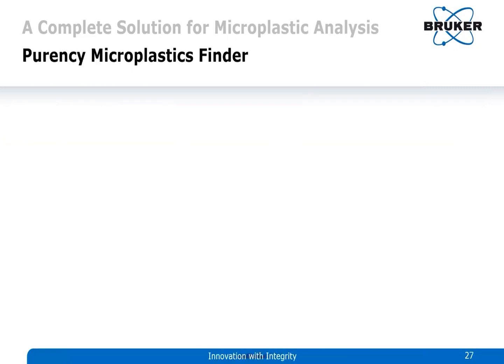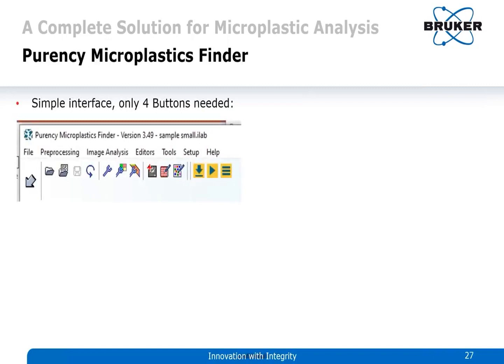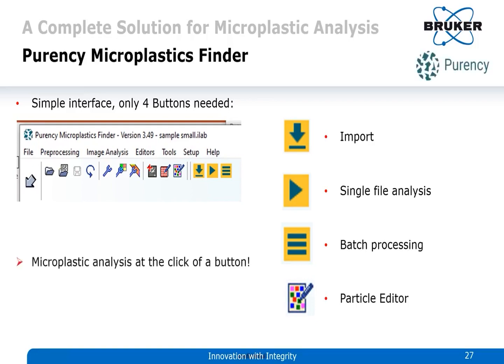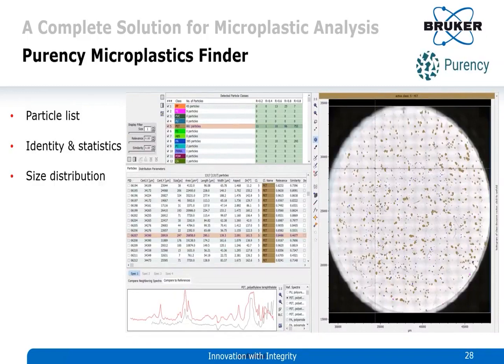So what is this Purency Microplastics Finder actually? This is a very easy to use software with a simple interface which basically only requires 4 buttons. You have an import button to load a file into the software, a single file analysis button to just start the analysis of the file you have just loaded, and the results will be prepared and presented automatically, and a batch process. So if you have measured a lot of different filters, you can just run them all at once, maybe overnight when no one is needing the computer. And you have a particle editor that is used to display the results, but also to double check them and look at individual particles. So this is really microplastic analysis at the click of a button. Very simple and easy to use. This is again what the results look like.